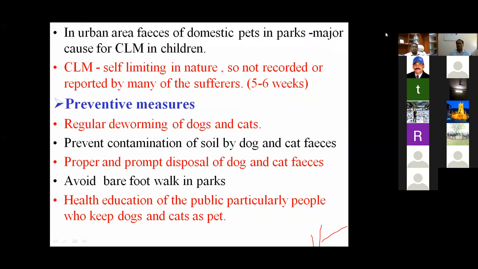CLM is self-limiting in nature, so it is often not recorded, though reported by many of the sufferers. Preventive measures: regular deworming of dogs and cats, and prevent contamination of soil by dog and cat feces. At least in the area where you are staying, you should not allow dog and cat feces in and around your kitchen gardens. Proper and prompt disposal of dog and cat feces.